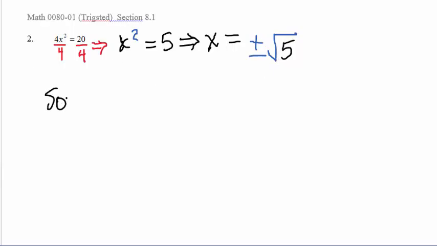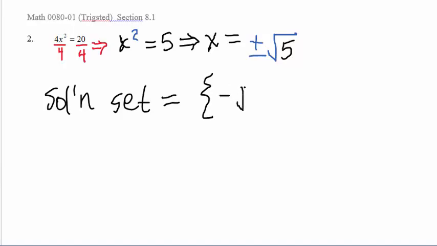So my solution set is the set containing negative square root of 5 and positive square root of 5. There's my result. So that's my solution set. And in my math lab, you are going to have to list those solutions separately as I'm doing here.